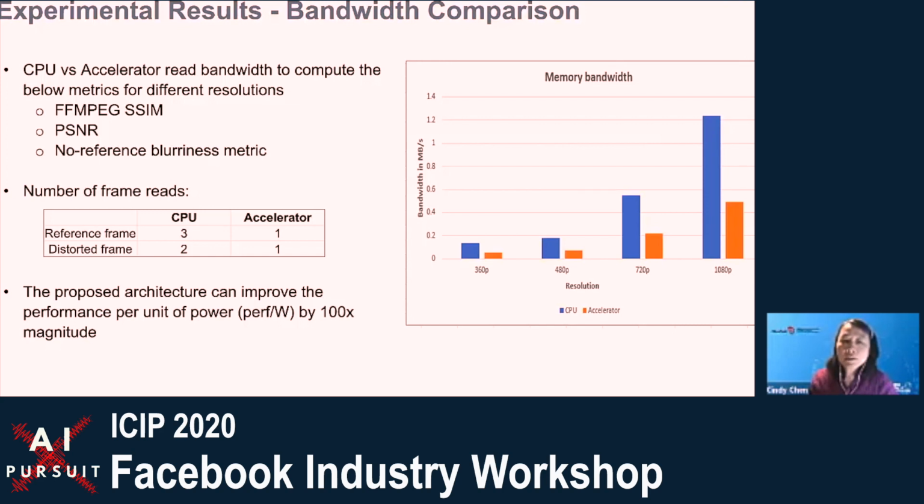In our proposed architecture, input images only need to be read once, and the 3 metrics can be computed in parallel. This greatly reduces the bandwidth needed and therefore is more energy efficient. The larger the resolution, the more energy efficiency we will achieve. Overall, we estimate that using the proposed architecture could improve the performance per watt by 100 times compared to CPU-based solutions. Next slide, please.